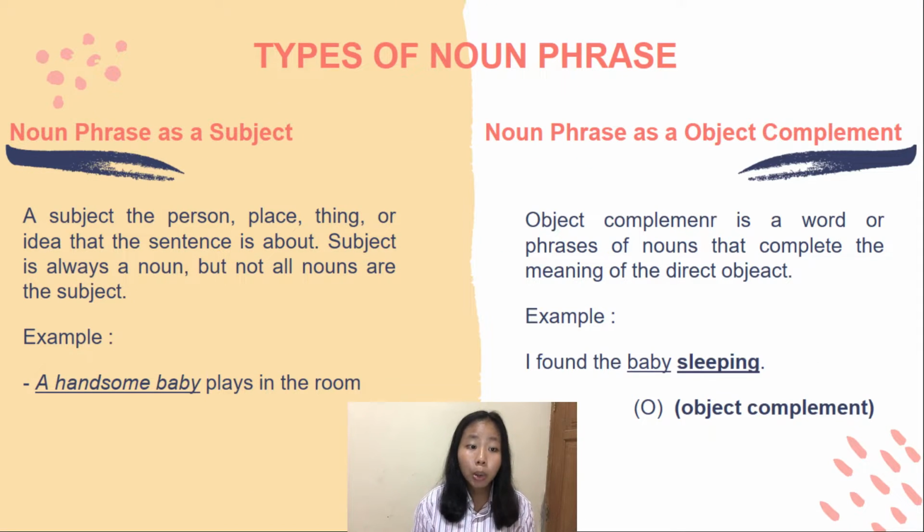Okay, now we move to the next part, which is types of noun phrase. There are 4 types of noun phrase. The first one is noun phrase as a subject.